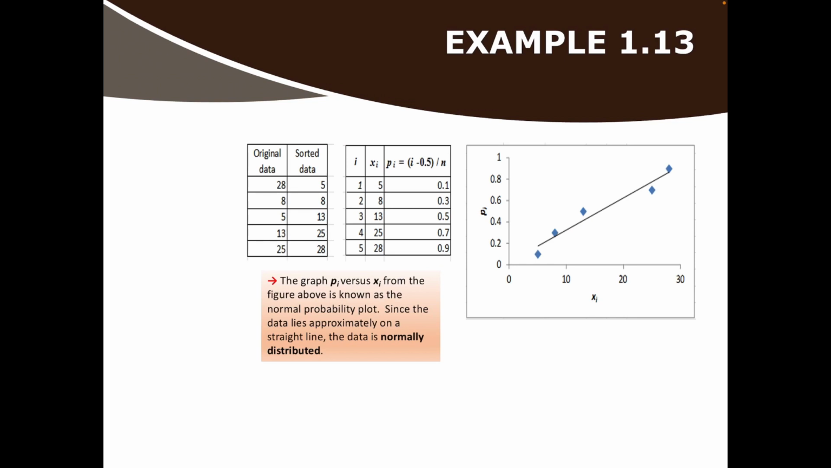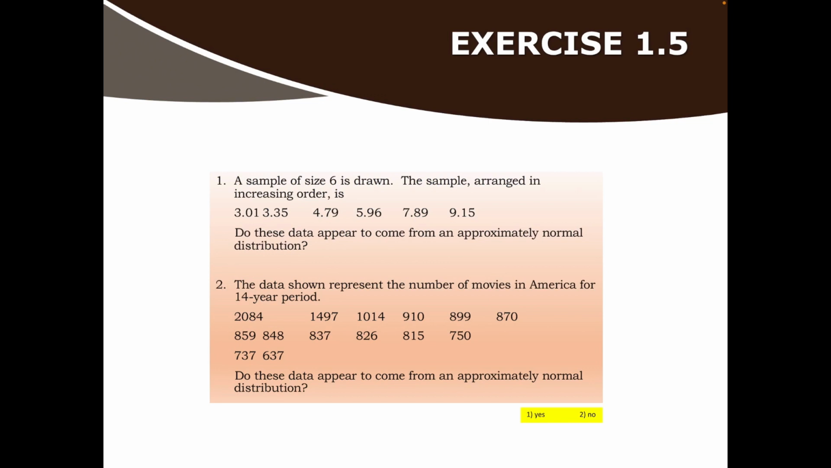Look at this example manually. First, we have the original data. Step 1, sort your data in ascending order. After you sort your data, find the probability using this formula, so you will have the Pi here. Then Pi versus X, where X is your data on the x-axis and this one is the probability. You just plot, and then look at the plot. Is it approximately a straight line? If it is approximately a straight line, your data is normally distributed. So you can try the exercises. That's all for chapter 1.